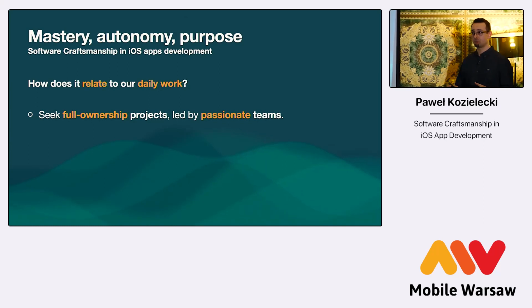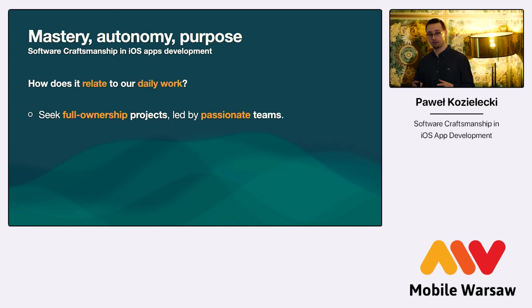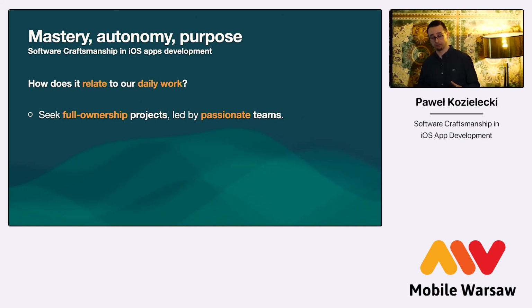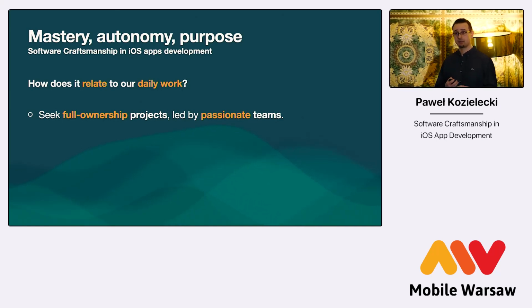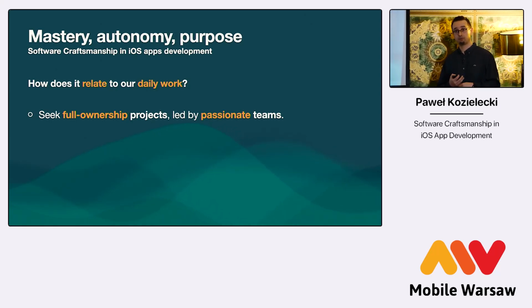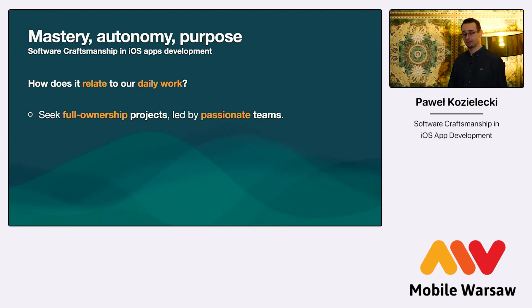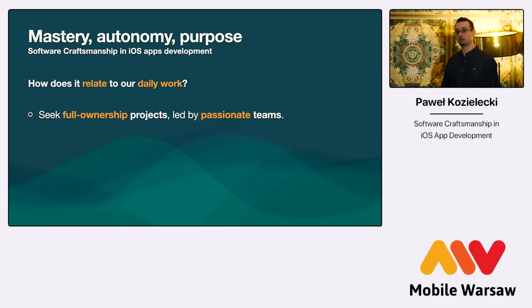So, finally, how does it relate to what we daily do as software engineers? If you're seeking a project, seek those who offer full ownership and are led by passionate teams. How to find them, you might ask? And the answer would be just listen to the teams you're talking to, right? The interview is a two-way conversation. It's not like an interrogation, right? It should be a two-way conversation. You can also ask questions.